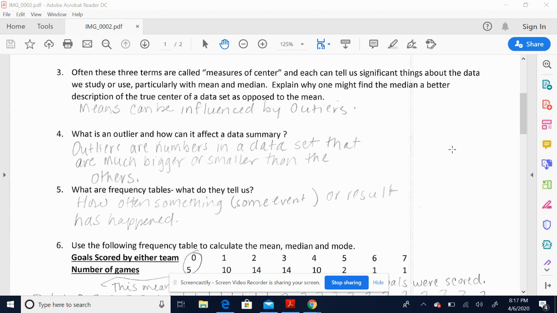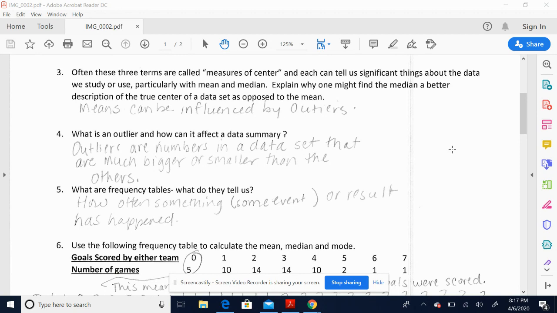The median is resistant to outliers. So no matter where the top and the bottom are, how high or how low they are, the middle is still always going to be the middle. So that's a lot of times why median is chosen as a better descriptor of center. It's not influenced by those outliers.